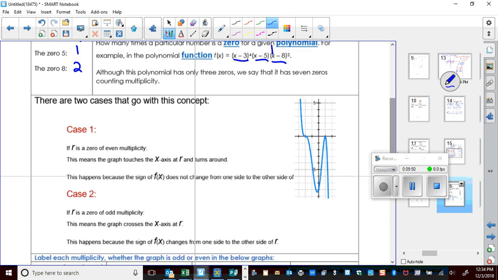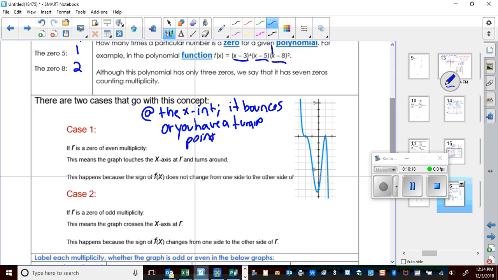Now, the way you tell you have multiplicity is that at the x-intercept, it bounces back, or you have a turning point. So what's a good example of this particular situation? Right here. It hits the x-axis, bounces back, and there's a turning point there.